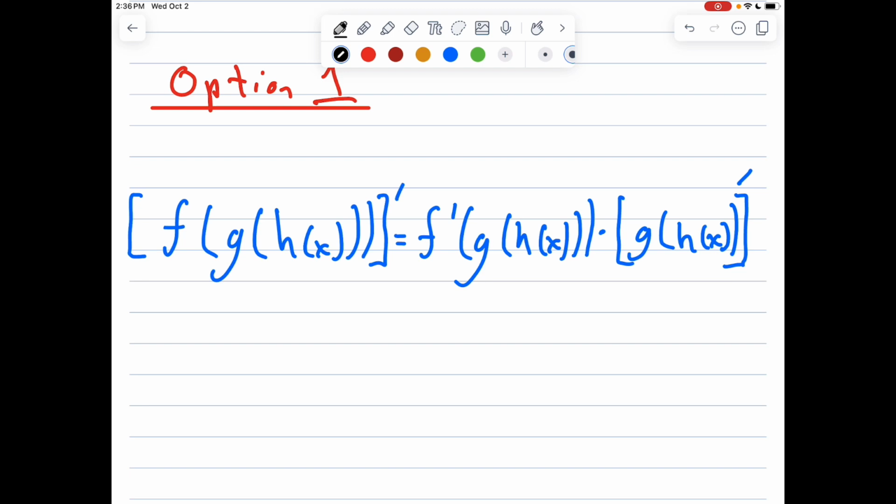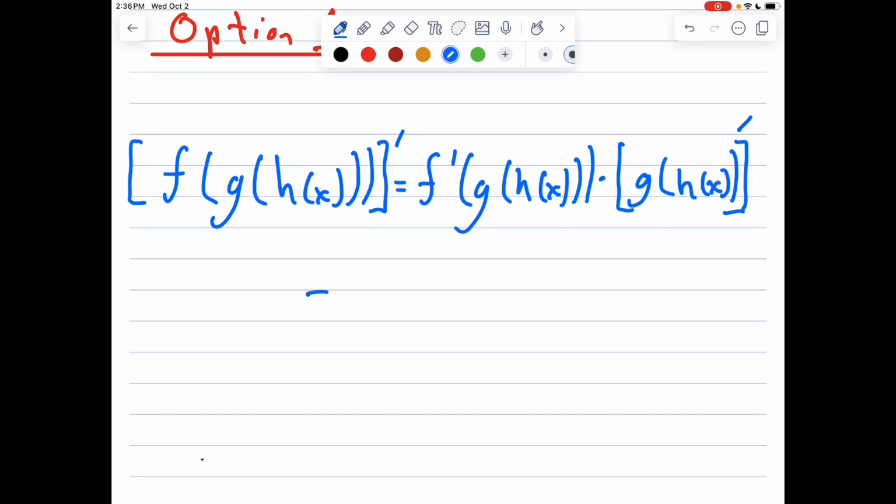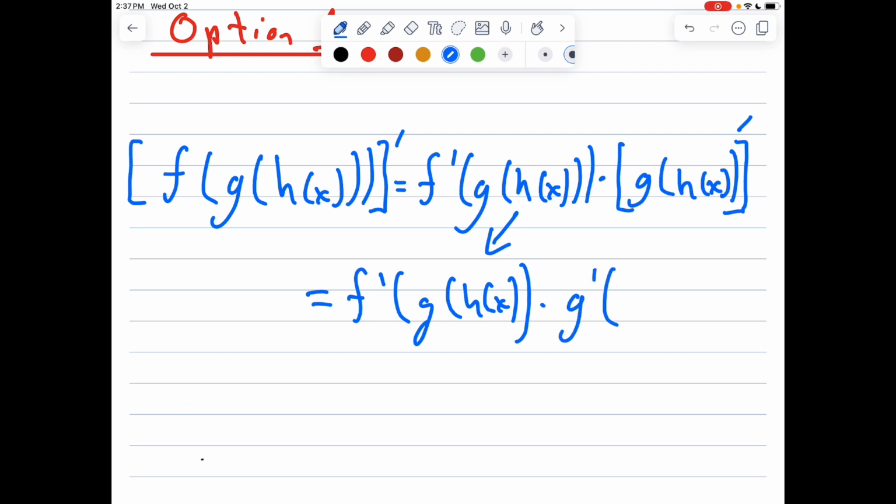So for example, if I do f of g of h of x prime, I'm going to take the derivative of the outside function, which is f, so f prime of g of h of x, times the derivative of the inside, but the inside is another composition. It's g of h of x prime. When we find the derivative of that, this would equal, let me write down what I have on top, the derivative of the outside g prime of h of x times the derivative of the inside, okay? That would be your derivative according to the chain rule.